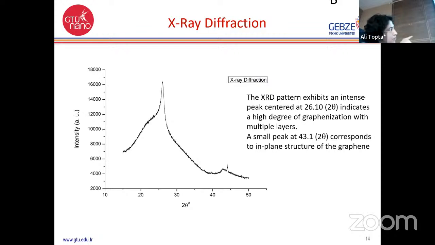Also, that small peak that we see here at 43.1 indicates the planar structure of the graphene, which indicates that we have graphene with multiple layers. This confirms exactly what we saw in SEM figures.